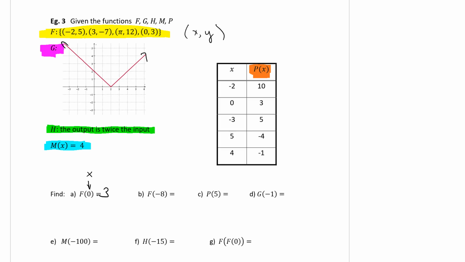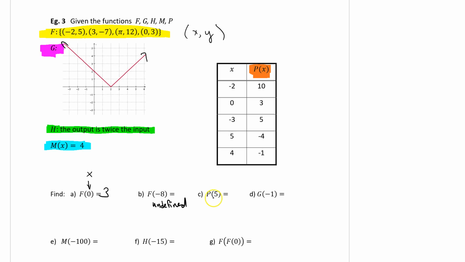What about f at -8? Do we have a -8 for our x? We don't. So we say undefined. Because when a function is given as an ordered pair, that's it. It's this coordinate point, and this coordinate point, and this coordinate point, and this coordinate point, and that's it. So if you don't see a -8 in there, you can't have it.